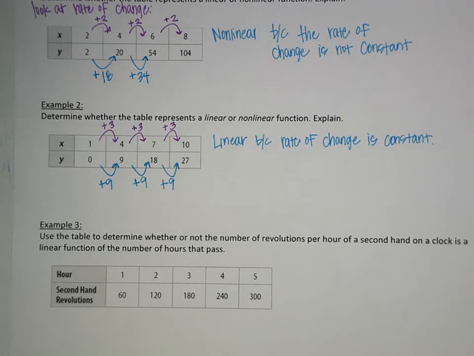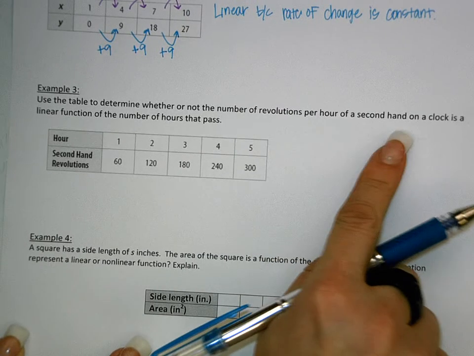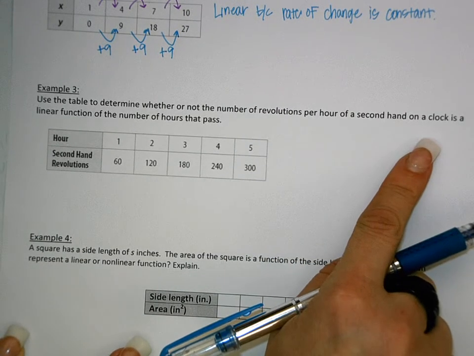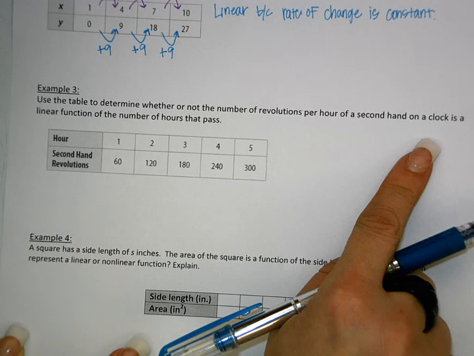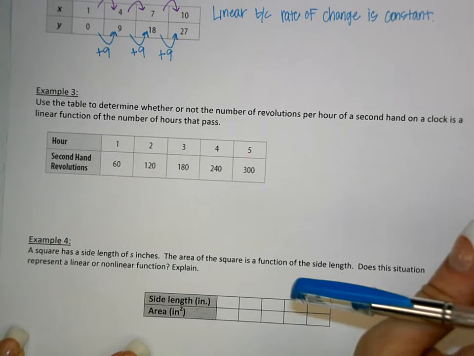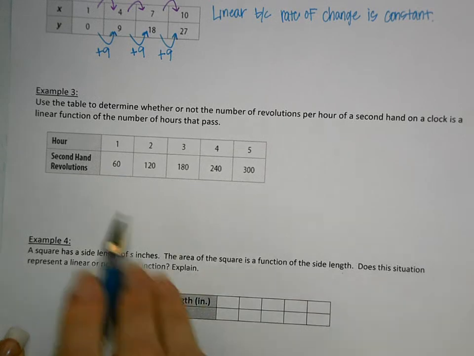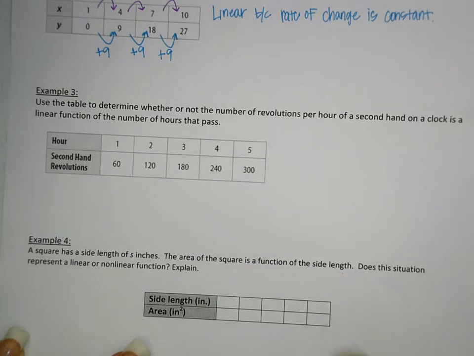That's fine. Okay, for number 3, it says use the table to determine whether or not the number of revolutions per hour of a second hand on a clock is a linear function of the number of hours that pass. All we're really worried about here is linear function. So again, even though this is a word problem involving a clock, you can still look for a constant rate of change.